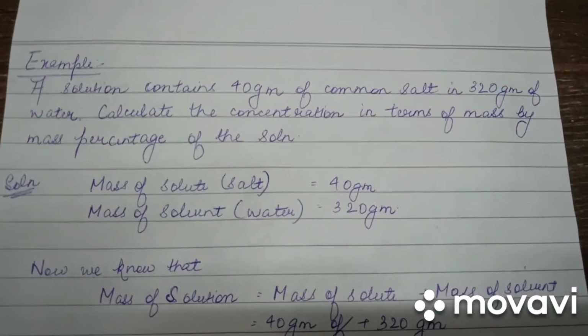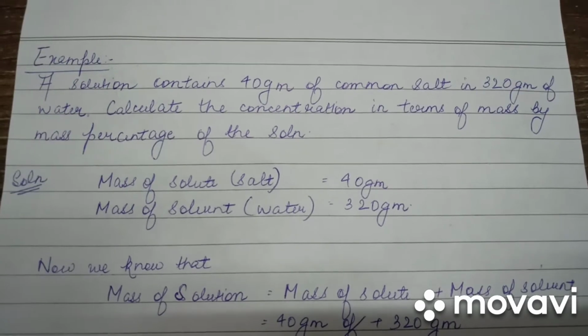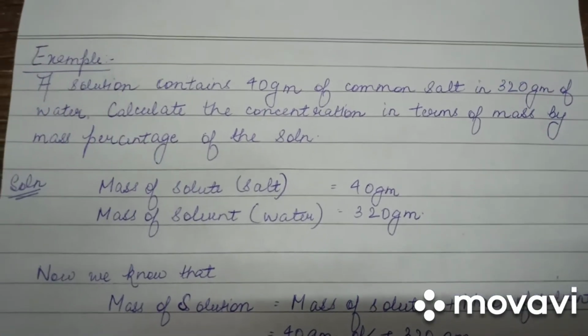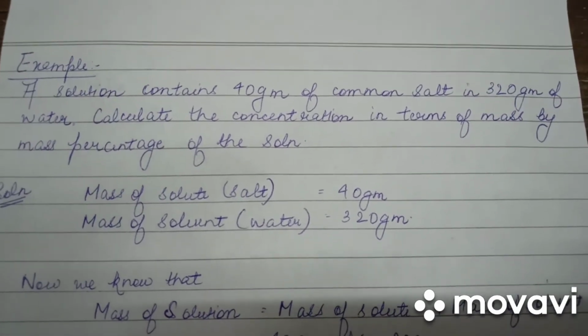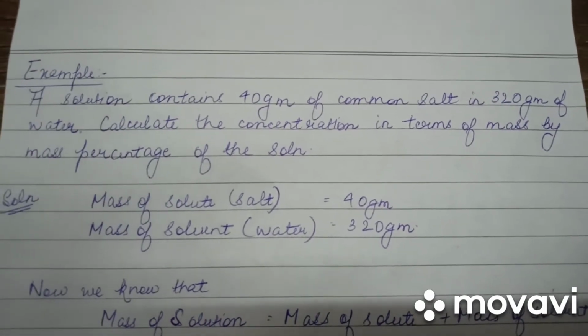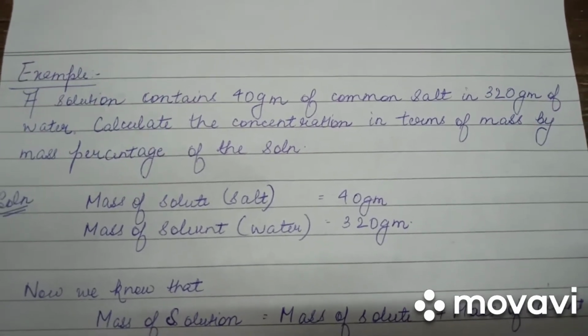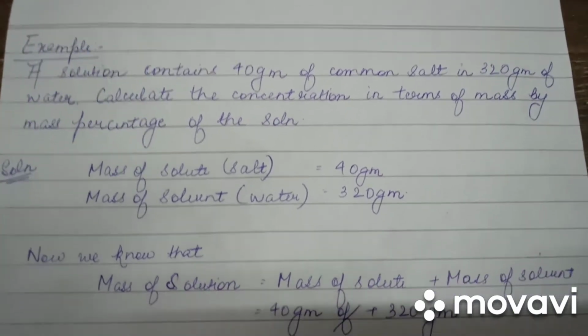In our previous video, we discussed various formulas to determine the concentration of the solution. Here we have one example. A solution contains 40 gram of common salt in 320 gram of water. Calculate the concentration in terms of mass by mass percentage of the solution. This was one of the formulas we discussed.